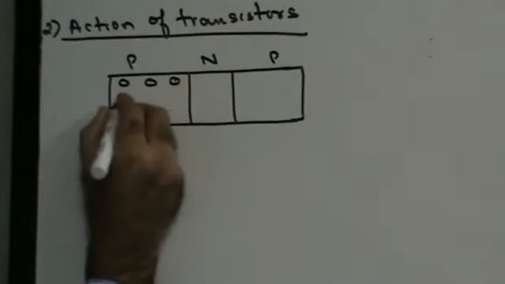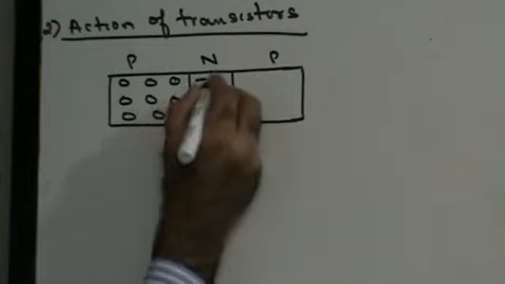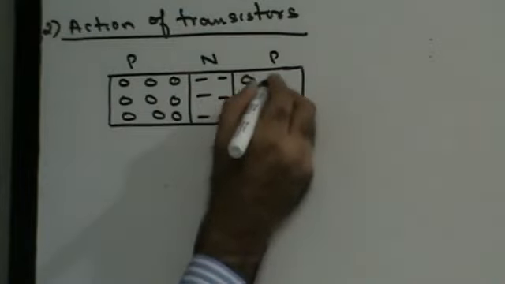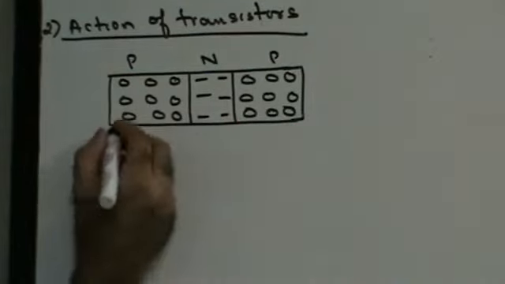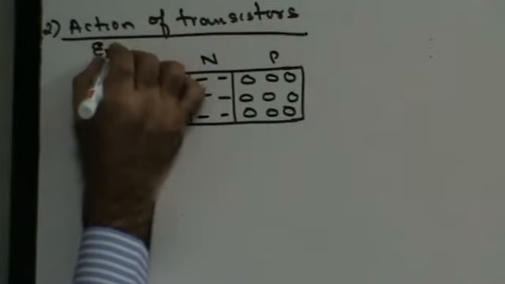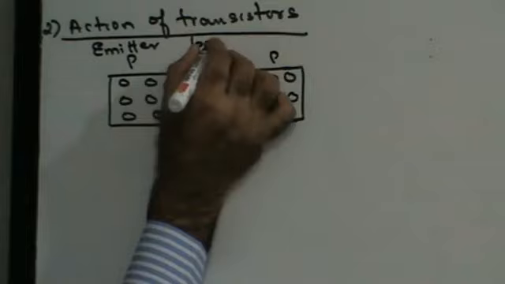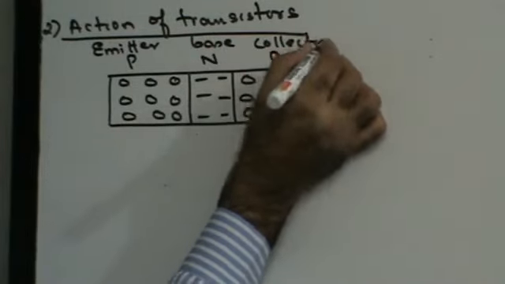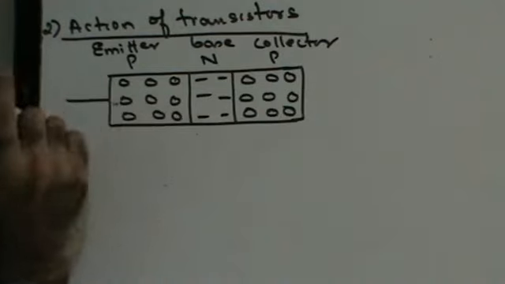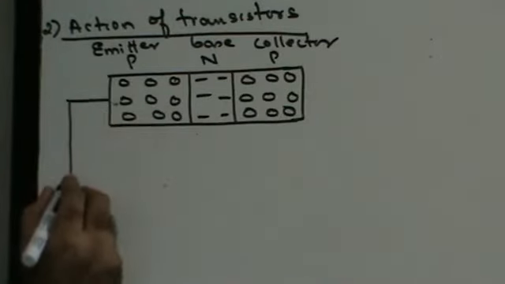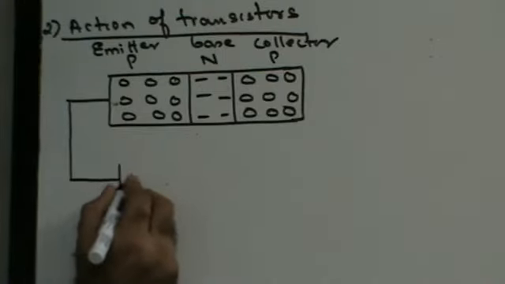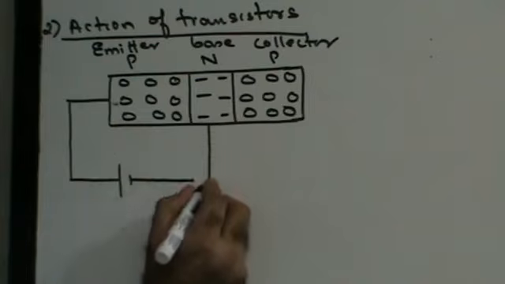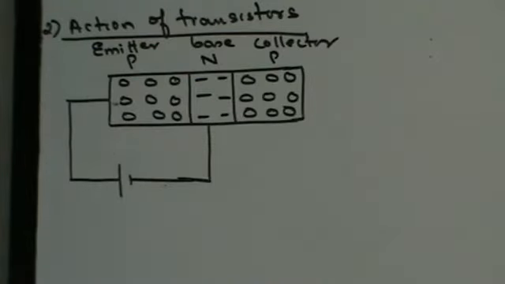So you would have holes in the P region. You would have electrons in the N region, and again you would have holes in the P region. Let's assume that this is my emitter, base, and collector. Now, we had said that the base emitter diode is forward biased. If it is to be forward biased, that means I have to connect the positive terminal of the battery with a P-type semiconductor. This will make my base emitter diode forward biased.